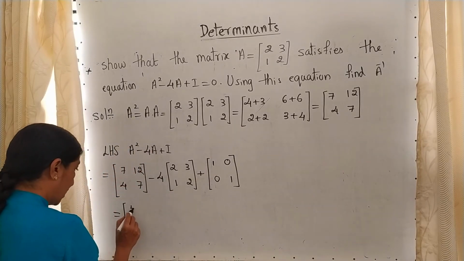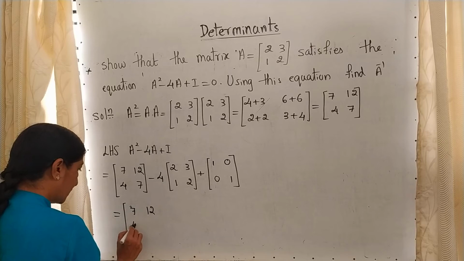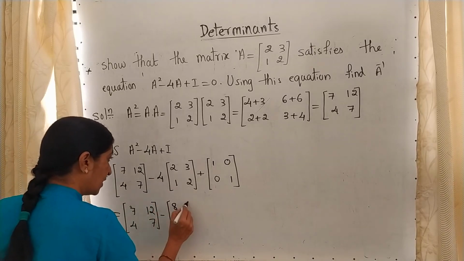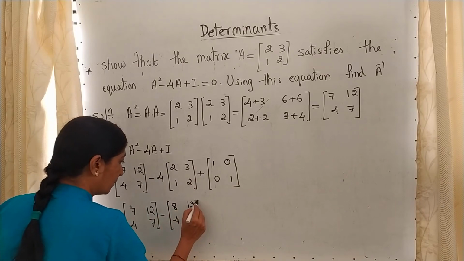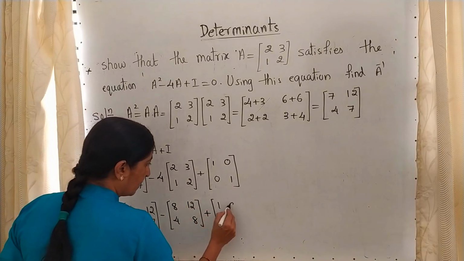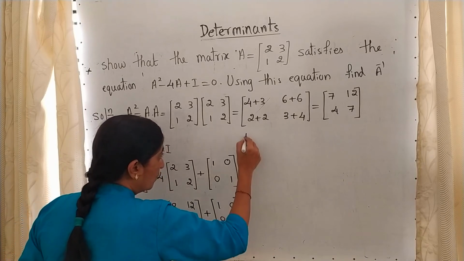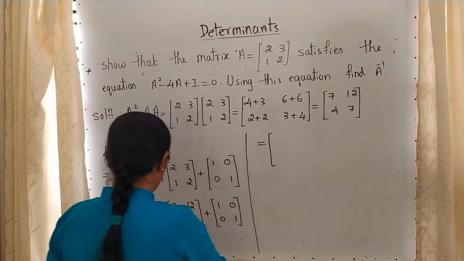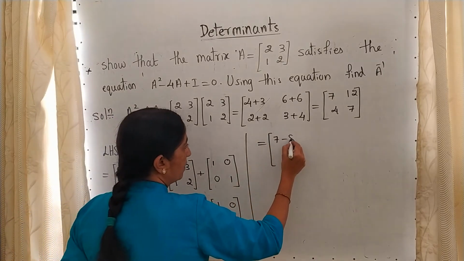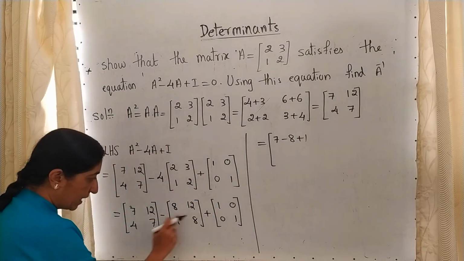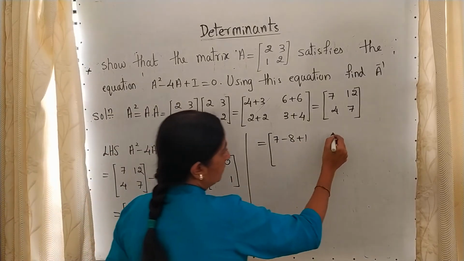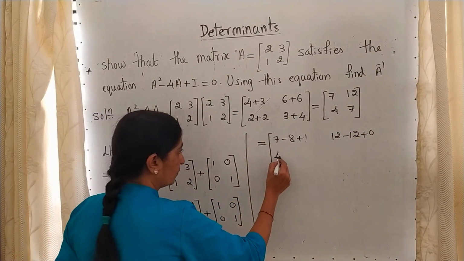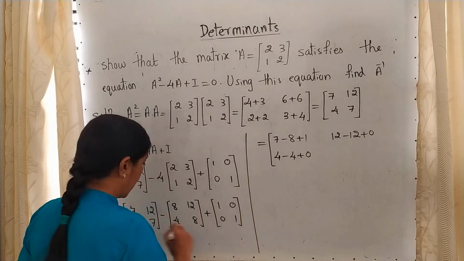See, the first matrix I kept as it is. In the second one I kept the minus outside as it is. I took 4 inside. That means each number is multiplied with 4. Now take all the first elements. First elements means 7 minus 8 plus 1, depending on the middle side. Then all the second elements. Then second row. Then in the second row, second element.